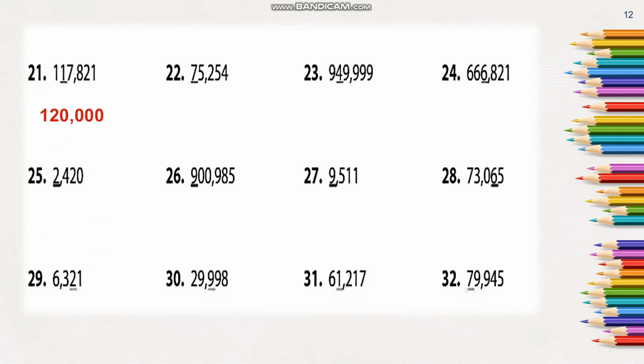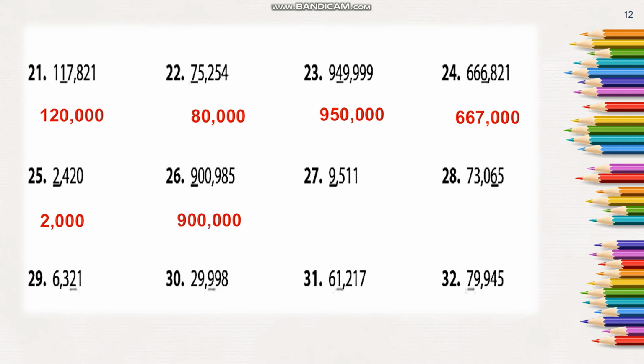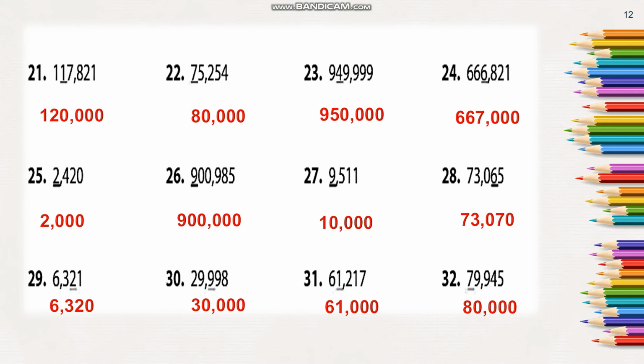Number 21, 120,000. Number 22, 80,000. 23, 950,000. 24, 667,000. 25, 2,000. 26, 900,000. 27, 10,000. 28, 73,070. 29, 6,320. 30, 30,000. 31, 61,000. 32, 80,000.